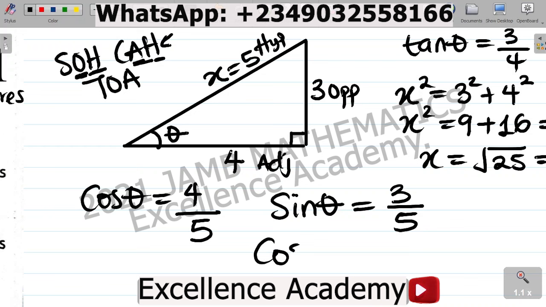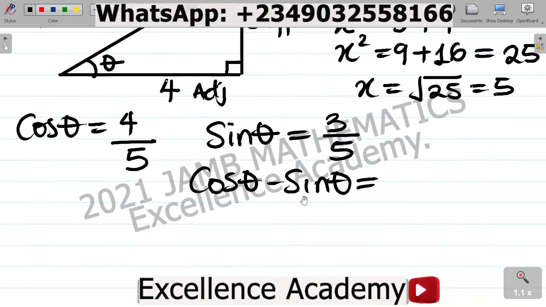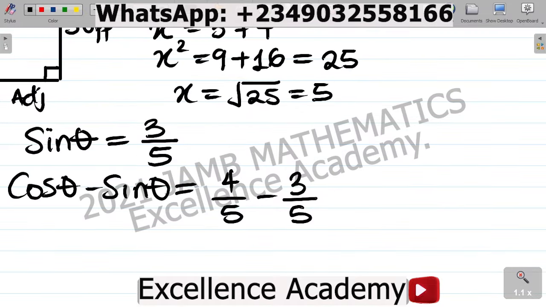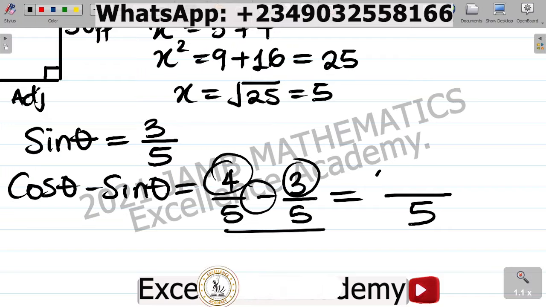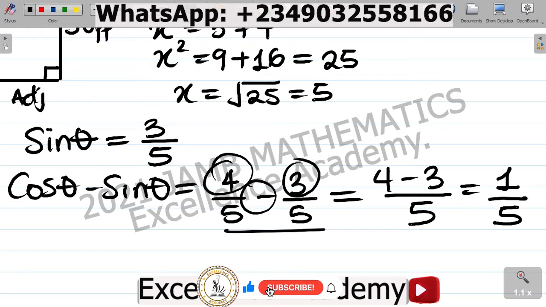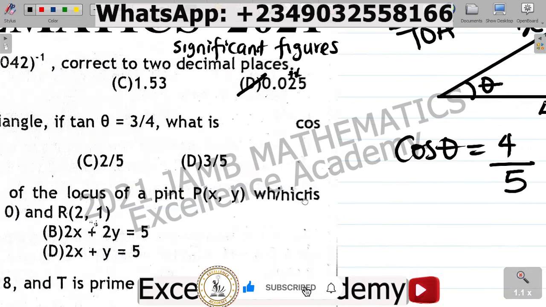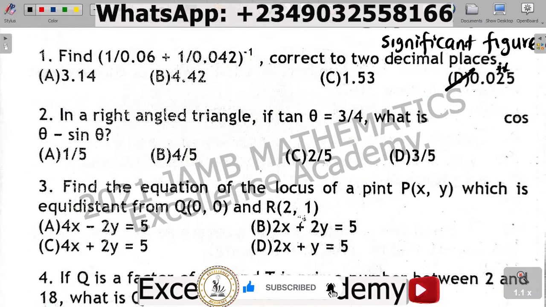So if we now say cos theta minus sin theta, that's simply equal to, cos theta is 4 over 5, so 4 over 5 minus sin theta, 3 over 5. What's your answer here? We have 5 and 5, same denominator, so it becomes 5. Take the numerators, 4 minus 3. So I have 4 minus 3, that's equal to 1 all over 5. So the correct answer there is 1 over 5. Let's see which option that is. All right, that's option A, 1 over 5. So that's your correct answer.